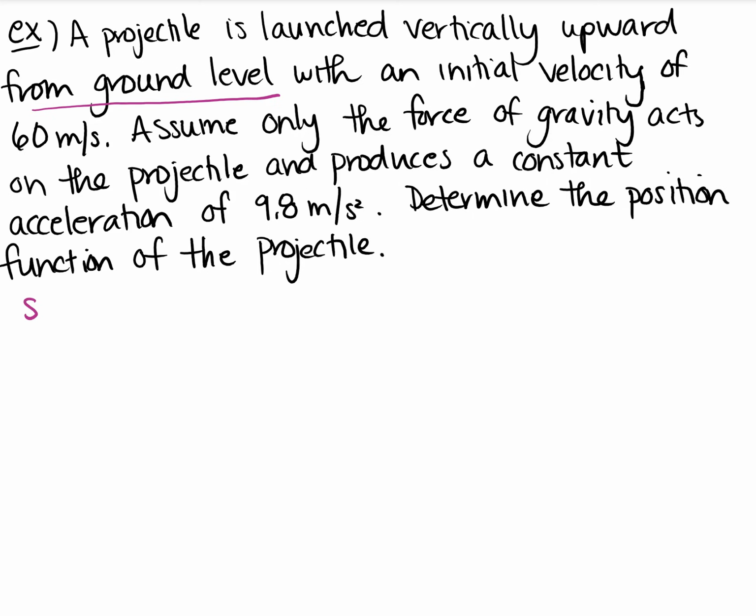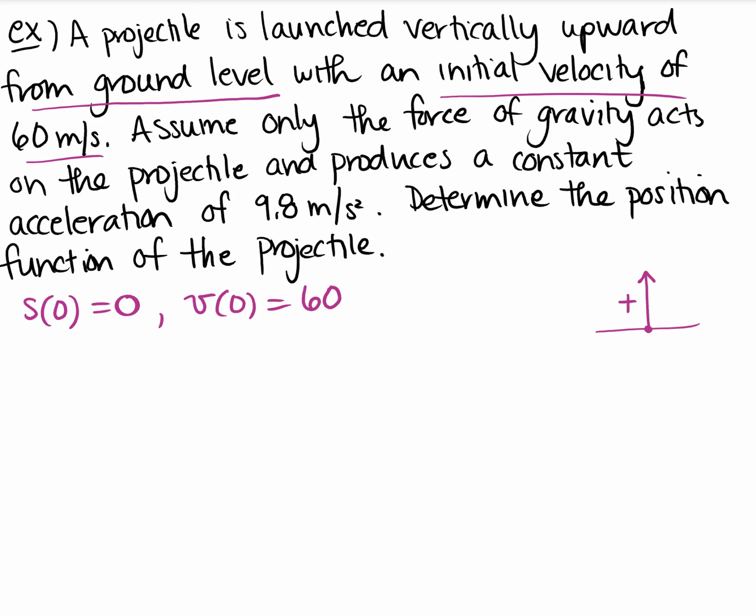Ground level tells me that my initial position must be 0. So if I have a projectile that's going to shoot up, this is going to be my initial position, and that's going to be at 0. What else do we know? We have an initial velocity of 60 meters per second. That's v of 0 equals 60, and we'll say that's positive. We have to decide what is positive and what is negative. So I'm going to say that going up is positive, and when it comes back down, that's a negative direction.